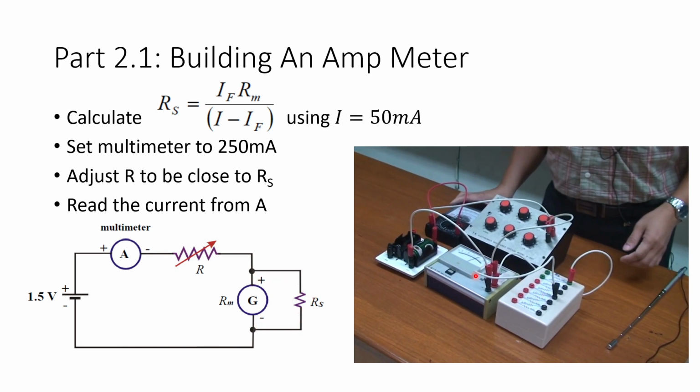So this is in parallel to the galvanometer, and then use the adjustable R from here, and set the multimeter to 250 milliamps. Make sure you're able to read the 50 milliamps, and then adjust R right here to be close to RS, and then read the current from the ammeter. Compare the current from the ammeter with the galvanometer.